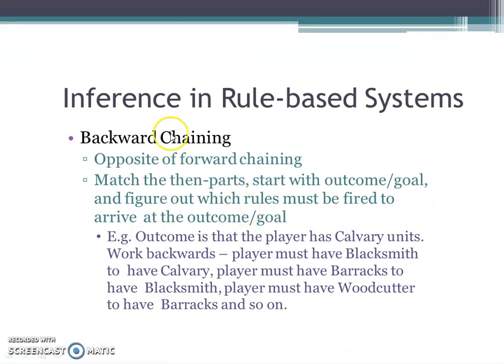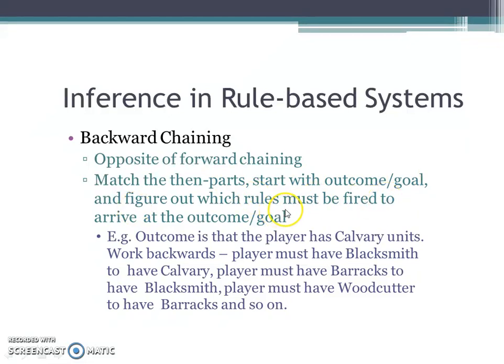Now next we're going to talk about backward chaining. Backward chaining is just the opposite of forward chaining. What does that mean? Instead of matching the if parts, it will match the then parts. It starts from the outcome or the goal and figures out which rules must be fired to arrive at the outcome.